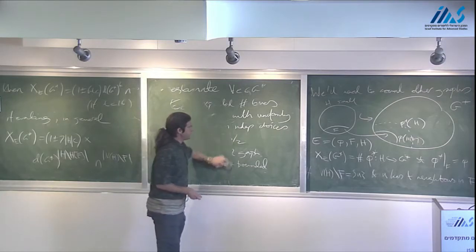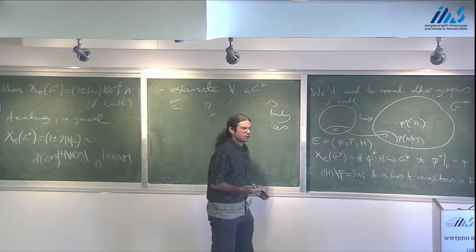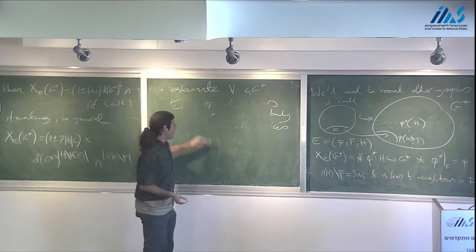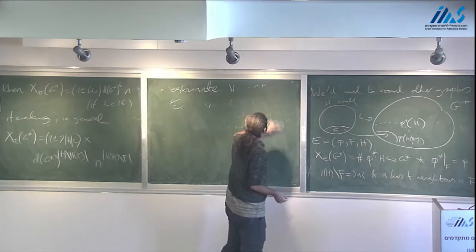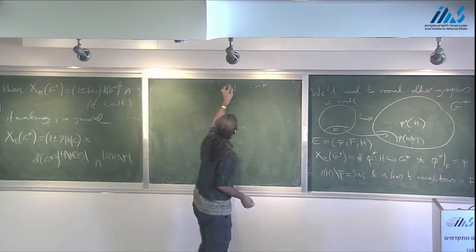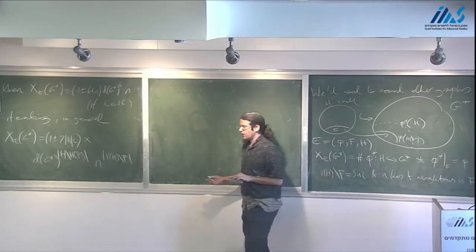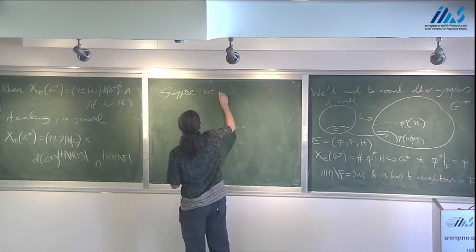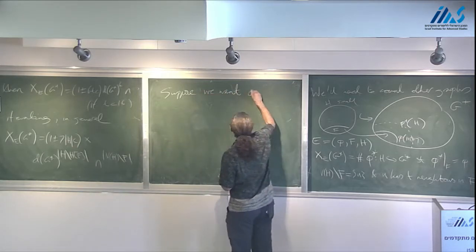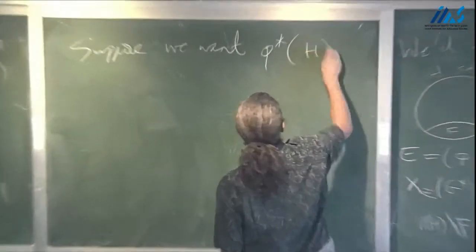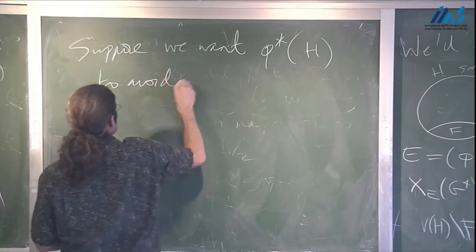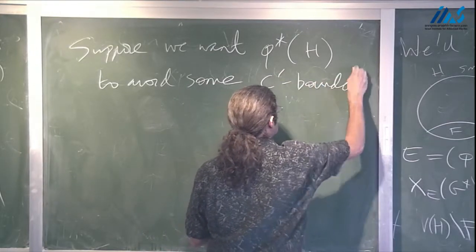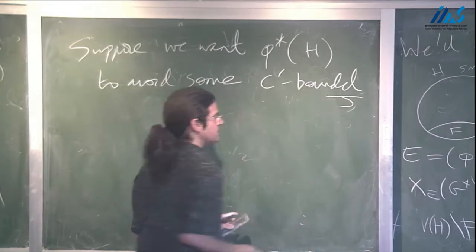All right. So one more comment about these general extensions. So this will be, when I'm choosing something, this will tell me how many choices I have without worrying about avoiding previous ones. How many will be excluded? So suppose I'm trying to avoid some bounded subgraph. So we want phi star of h to avoid some c prime bounded j. Doesn't matter what it's called.